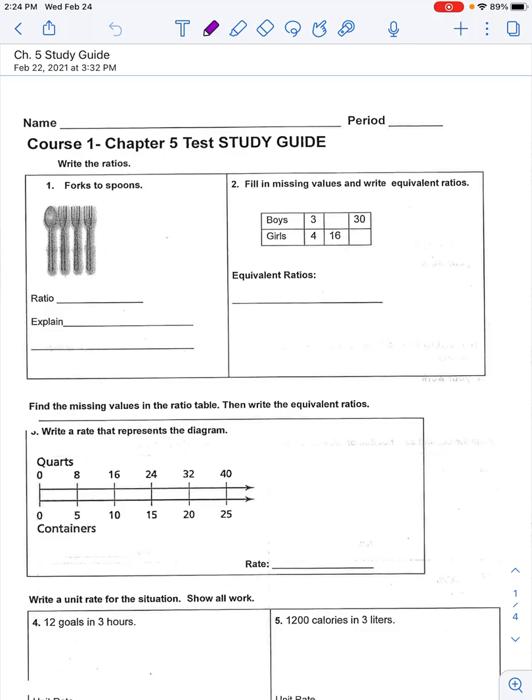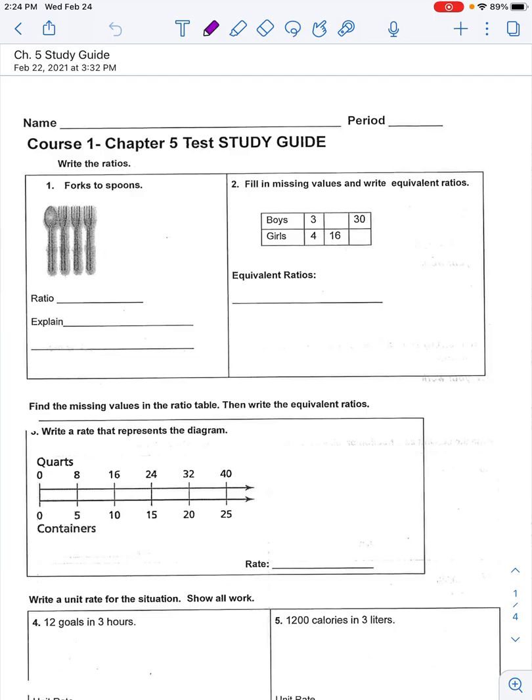If you are out today, you are missing going over the study guide, so just make sure that you are reviewing this video, okay? So you know how I want you to be writing these ratios, how I want you to show your work so you can get all your points on the test, okay?